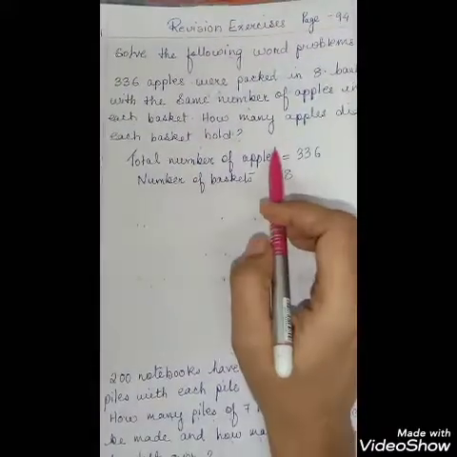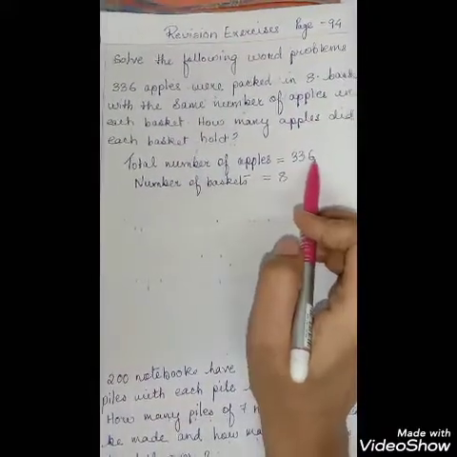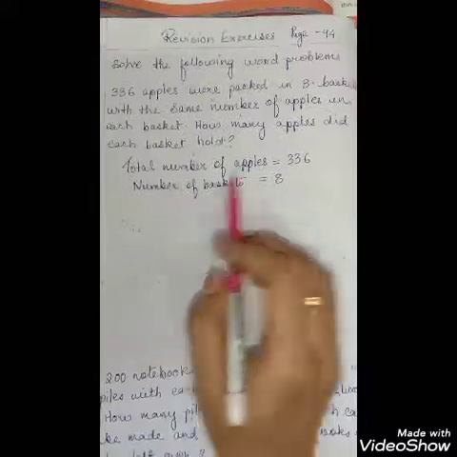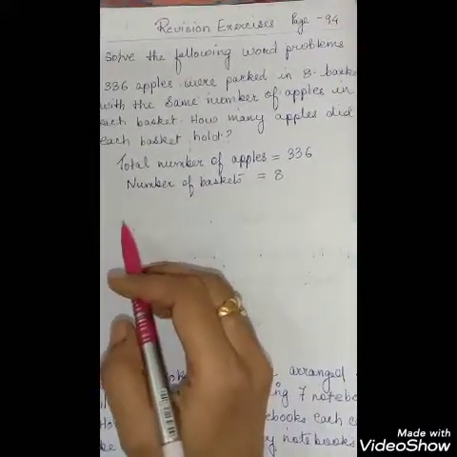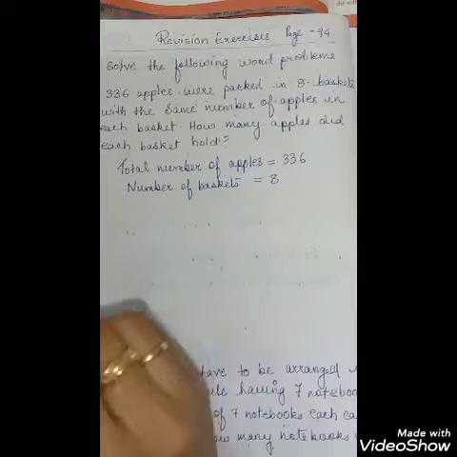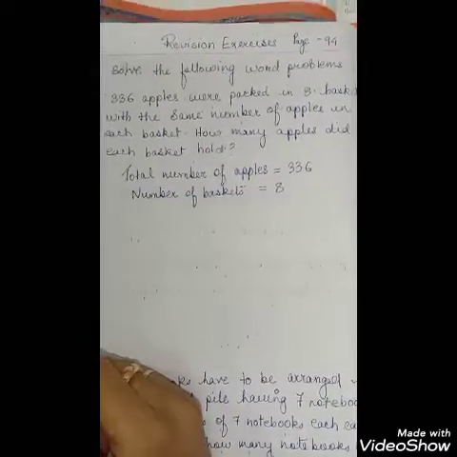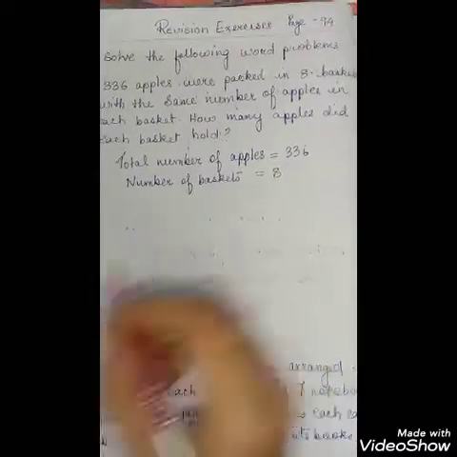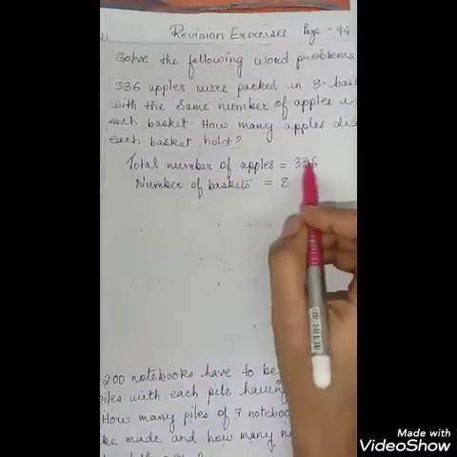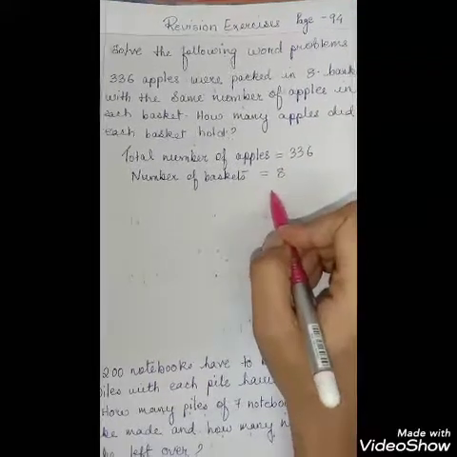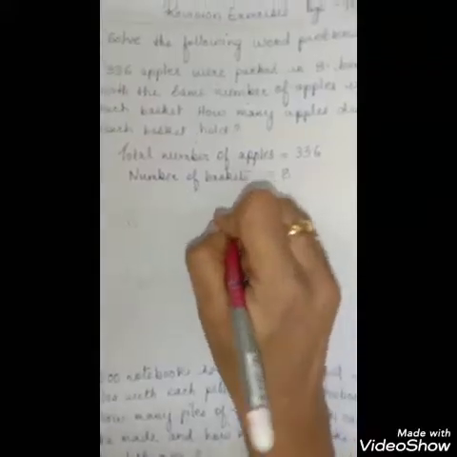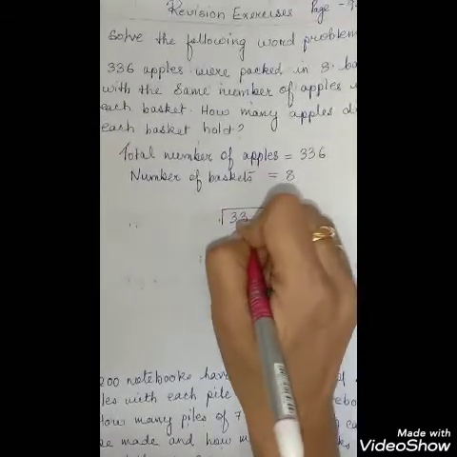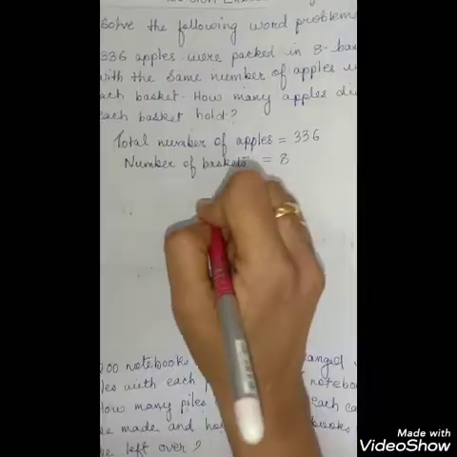We know the total number of apples. How many are there? 336. Number of baskets? 8. Now, we have to find out how many apples are there in one basket. To do that, what do you have to do? We have to divide the total number of apples by the number of baskets. So, total number of apples, 336 by 8.